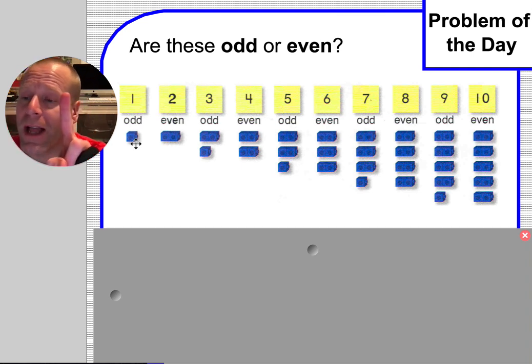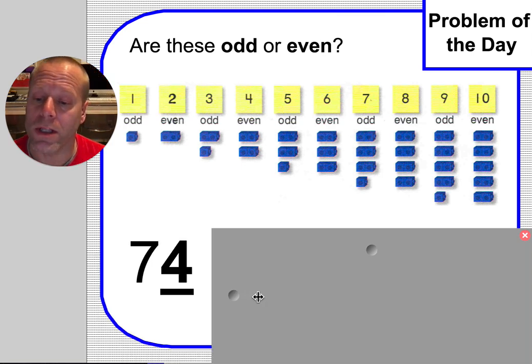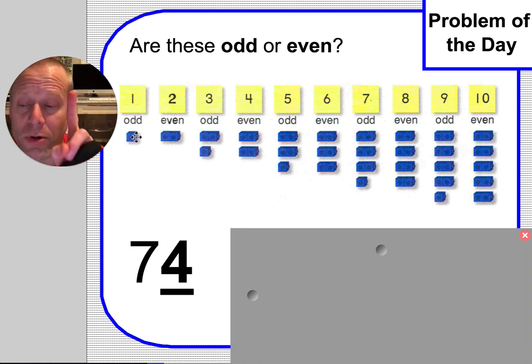Imagine you're in gym class and you're the only one there. You would have no one to play with, no partners. Odd means no partner. Okay? So 1 is always an odd number. That means if the number in the back, the ones place, right here, is a 1, it's always odd because you're always going to have one person alone.